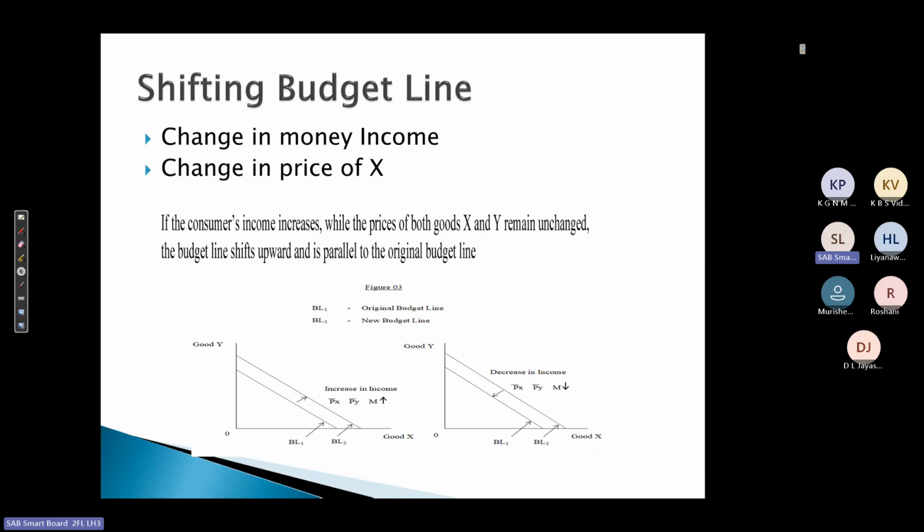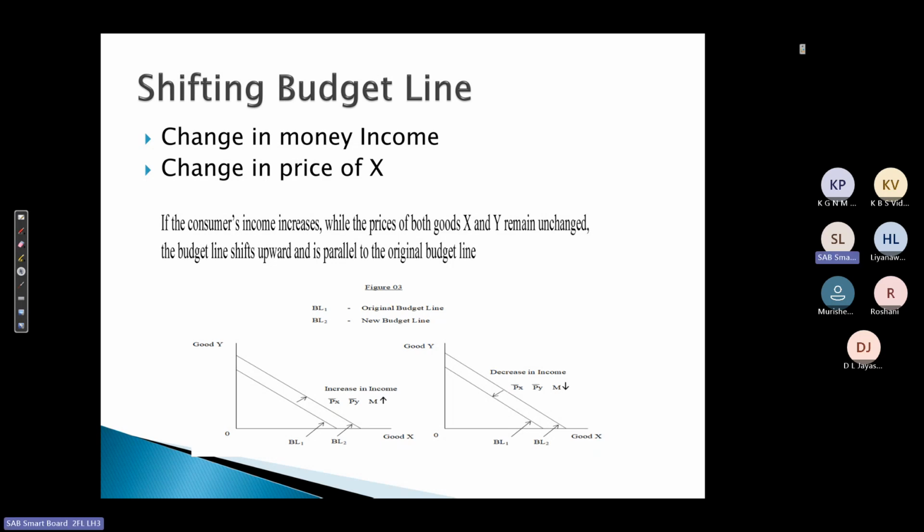Now you can take two different factors. What are the two factors that shift the budget line to the right or left? One is a change in money income. Earlier we said money income is constant, but if there is a change in money income, the budget line shifts to the right or left. If there is a rise in money income, the entire budget line shifts to the right. If there is a recession and the income level goes down, the curve shifts to the left.